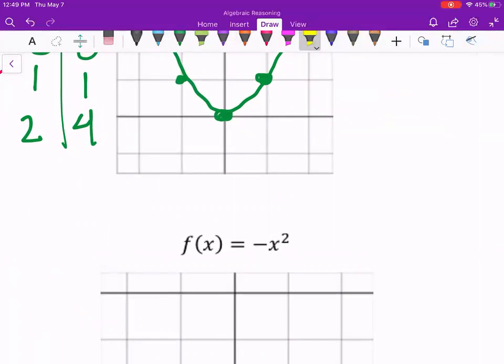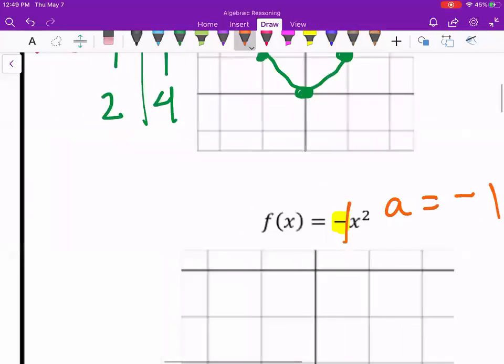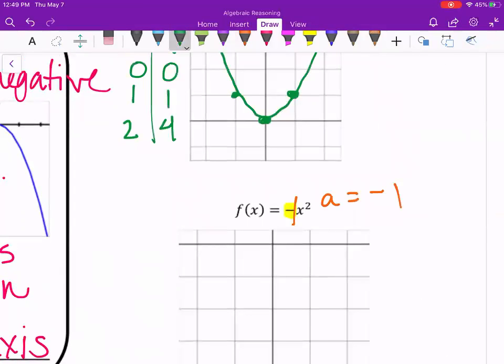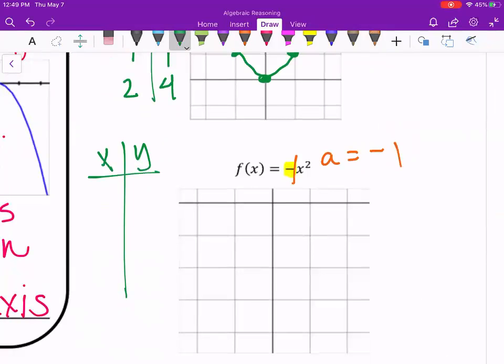So this time we're looking at a negative x squared, which in fact is a -1x squared. So A is -1. So that tells me my graph should open downwards. So we're going to take the same idea we took from last video, getting our coordinates, and we're going to multiply them. So we had -2, -1, 0, 1, and 2. We had 4, 1, 0, 1, and 4.